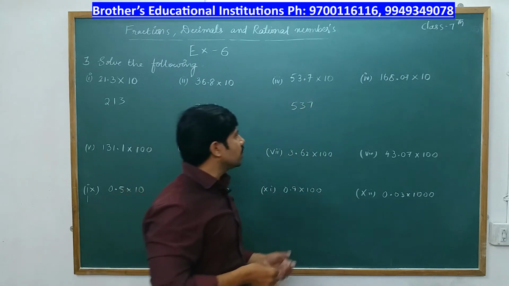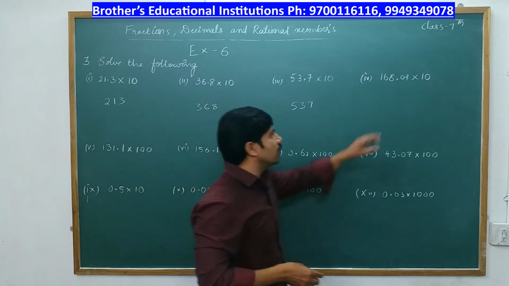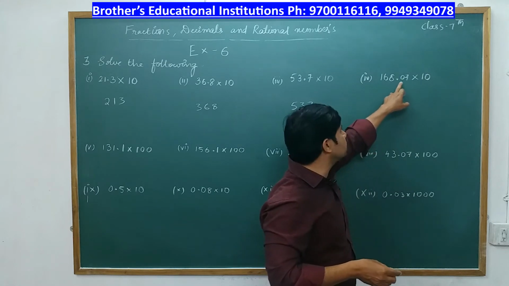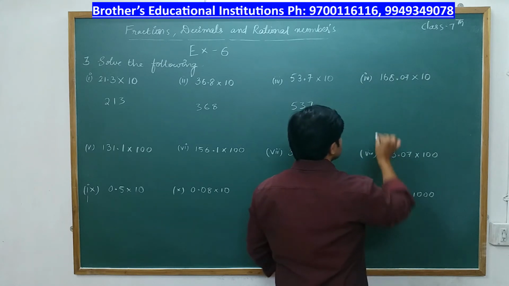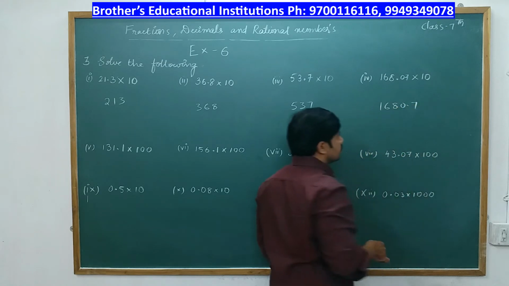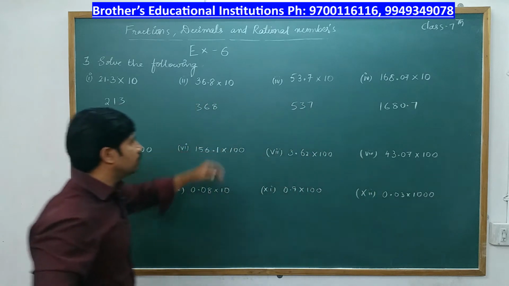Now next one is 168.07 into 10. For 10 we have 1 zero. So we have to shift the decimal after one digit. That means after 0. So the answer will be 1680.7. So this is completed with this multiplication type.